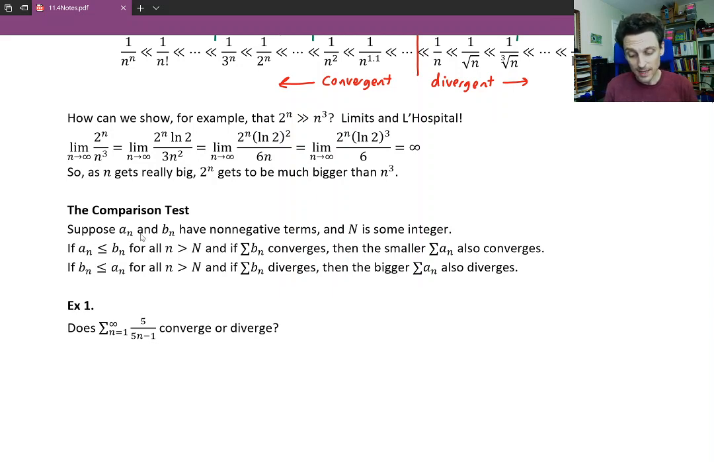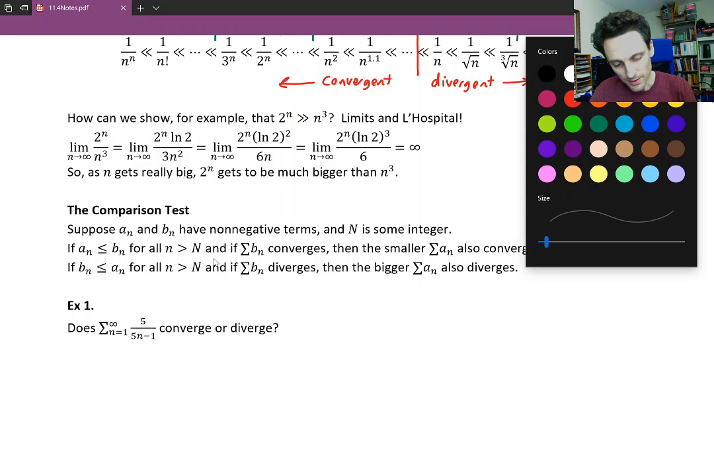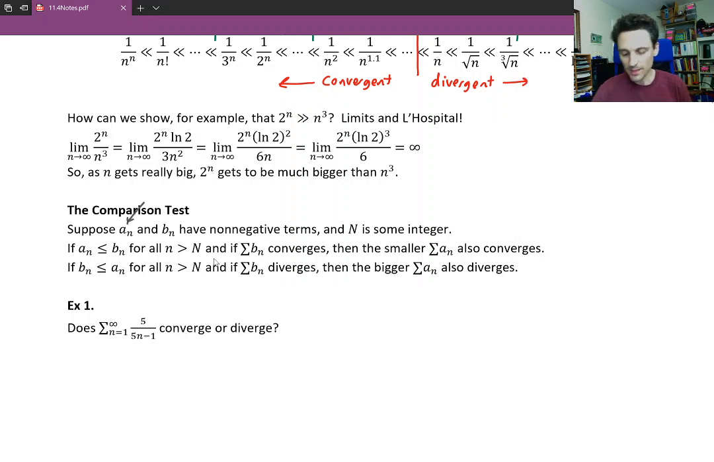So here we have, suppose a sub n and b sub n have non-negative terms. We need that non-negativeness for this comparison to work. And big N is some integer, so this is representing far enough out there in the series. Then if a sub n is less than or equal to b sub n, and here it's kind of helpful to have a tie as to what a sub n and b sub n are supposed to be representing when you're working on examples. So I'll just mention that here. A sub n is supposed to be representing the series that you want to find something out about. So this is representing an unknown.